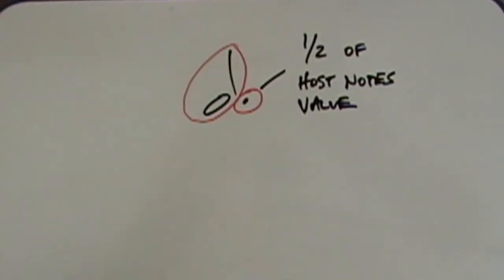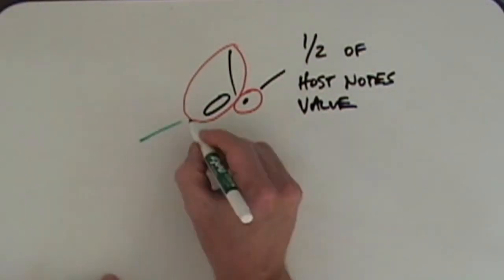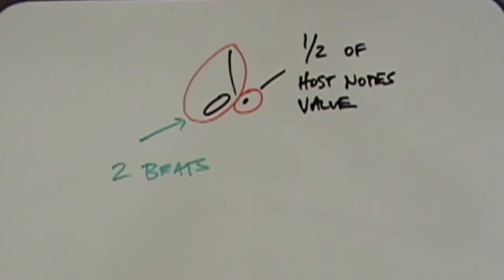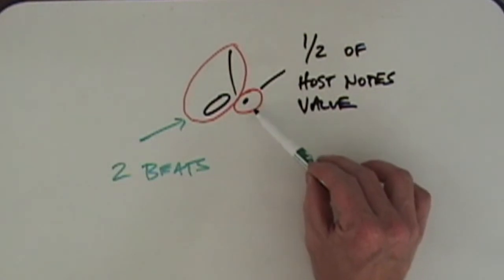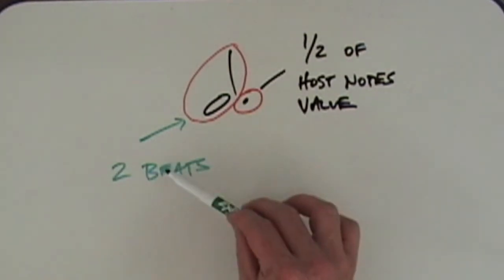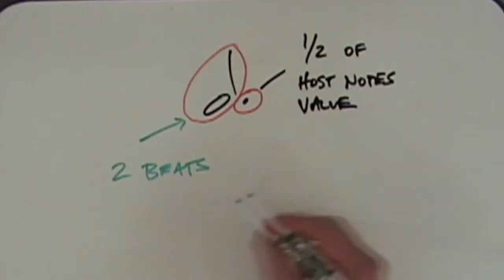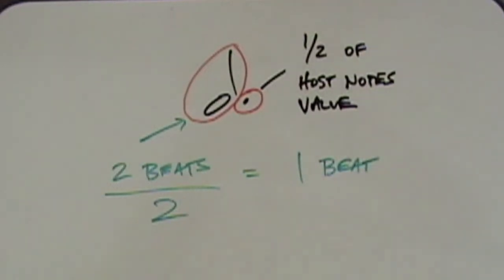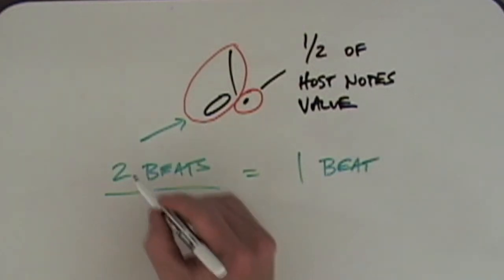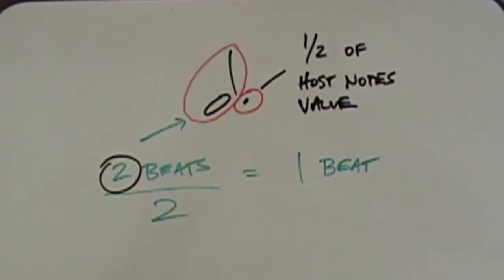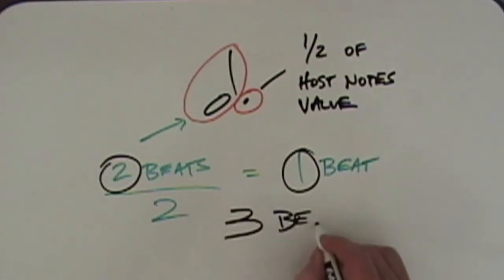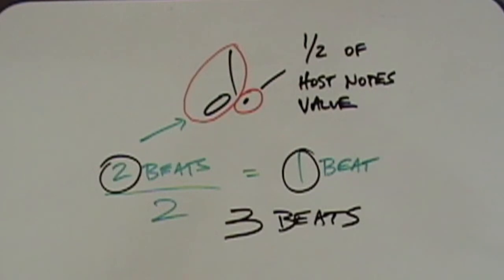The half note, as we know, is worth 2 beats. If you apply the concept, this dot is adding 1/2 of 2 beats to the half note. 1/2 of 2 beats is 1 beat. So the dotted half note is equal to the 2 beats of the half note itself plus the 1 beat of the dot, giving you a grand total of 3 beats. That's what this rhythmic value will last for.